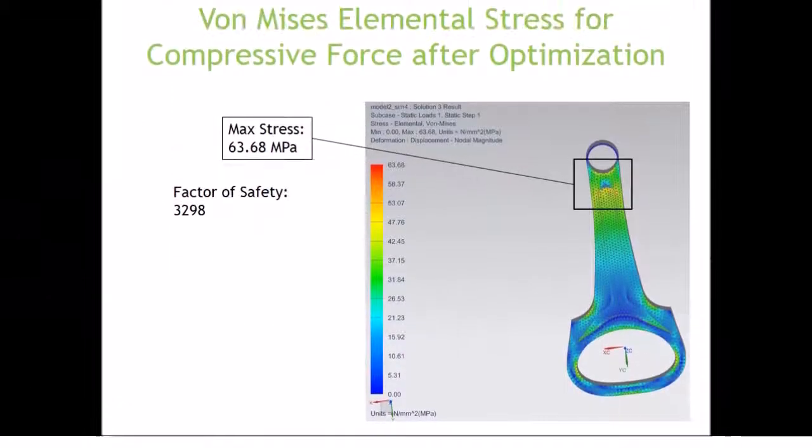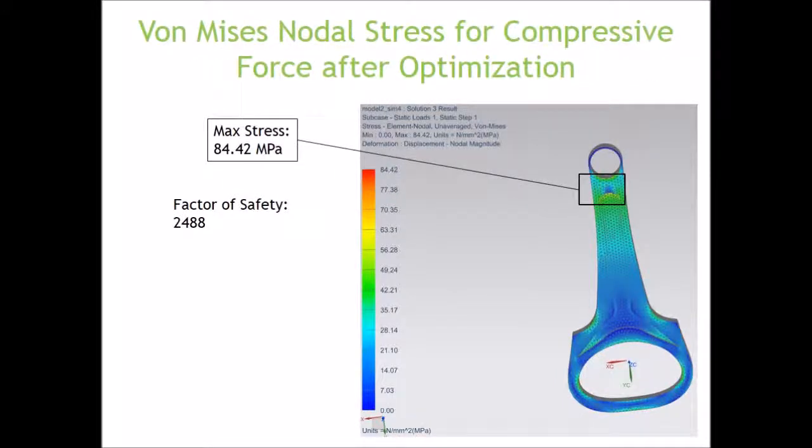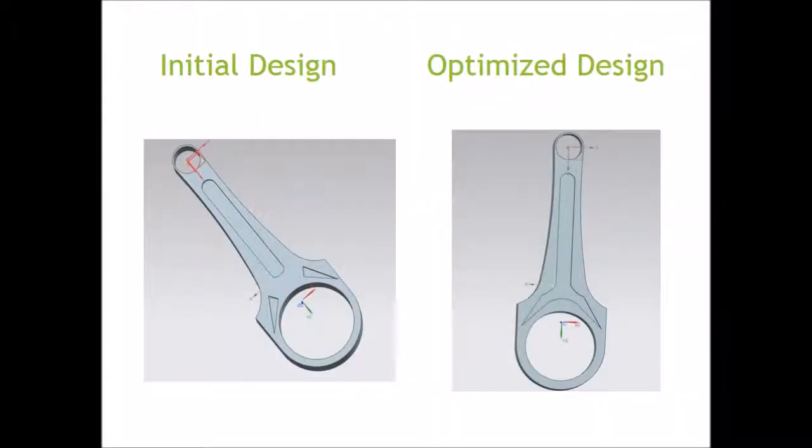The von Mises elemental stress found that the maximum stress was about 64 megapascals, which was reduced from 127 megapascals. The factor of safety was then found to be 3,298, which is extremely high. The von Mises nodal stress was found to have a maximum stress of about 84 megapascals. The factor of safety was 2,488. Overall, the optimized design performed better in all aspects that were analyzed.